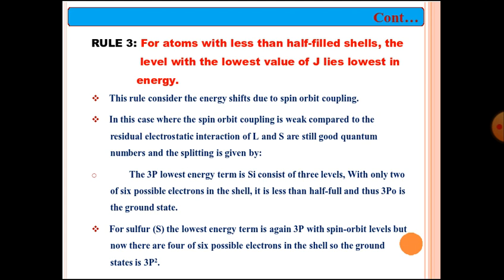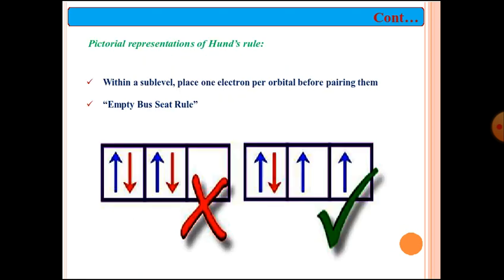For sulfur, the lowest energy term is again 3P with spin-orbit levels, but now there are 4 of 6 possible electrons in the shell, so the ground state is 3P2.